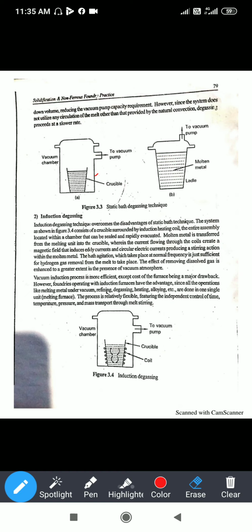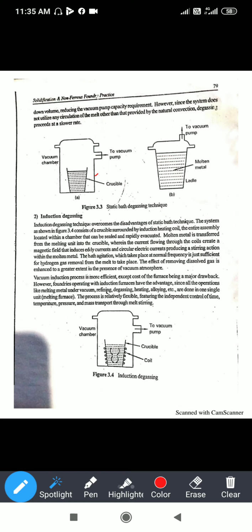The same procedure is also done in diagram number B. In the ladle, the molten metal is pressed. The ladle is sealed down and high pressure is applied on the liquid so that the gases are released and come out from the liquid metal.